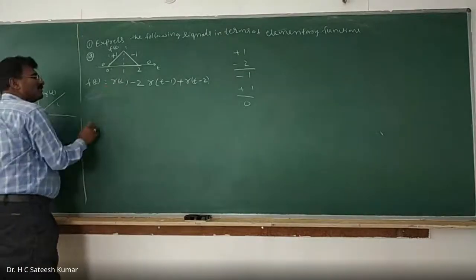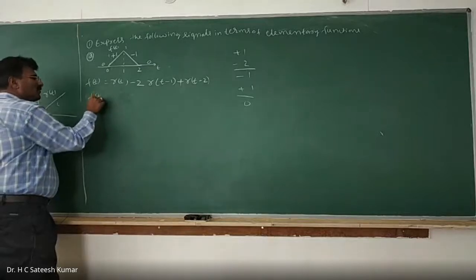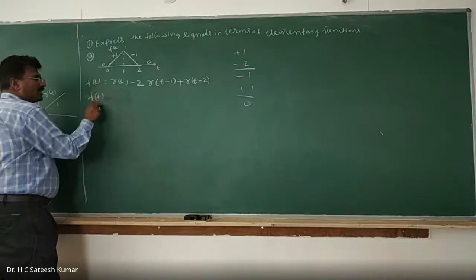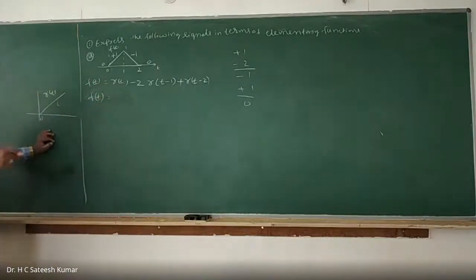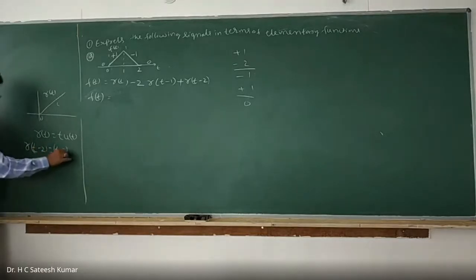First one, let us call this f of t. In terms of step, you write it. We can write ramp in terms of step. In the last class, I did that. r of t is nothing but equal to t into u of t. r of t minus 2 is nothing but equal to t minus 2 into u of t minus 2.